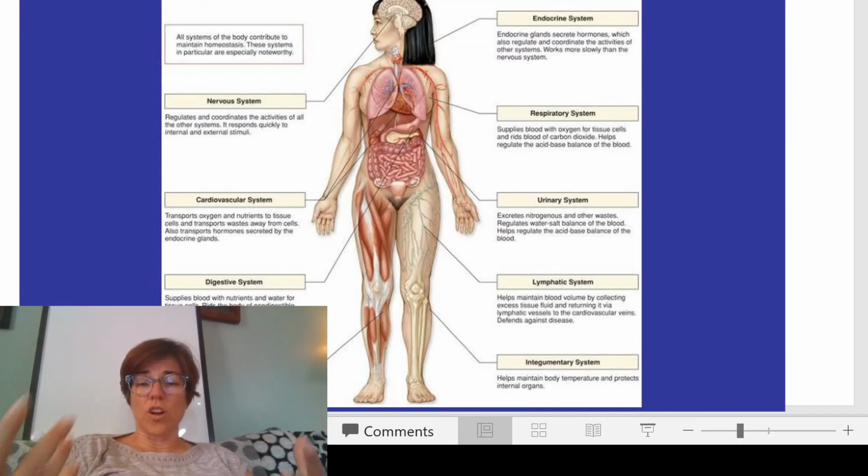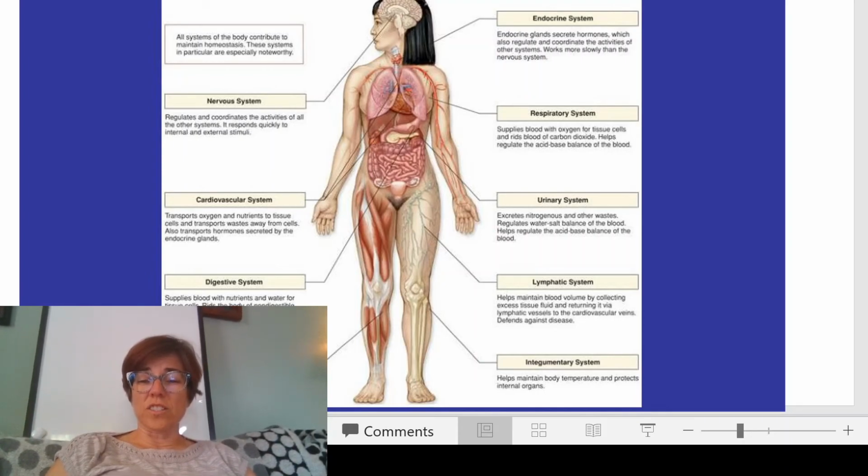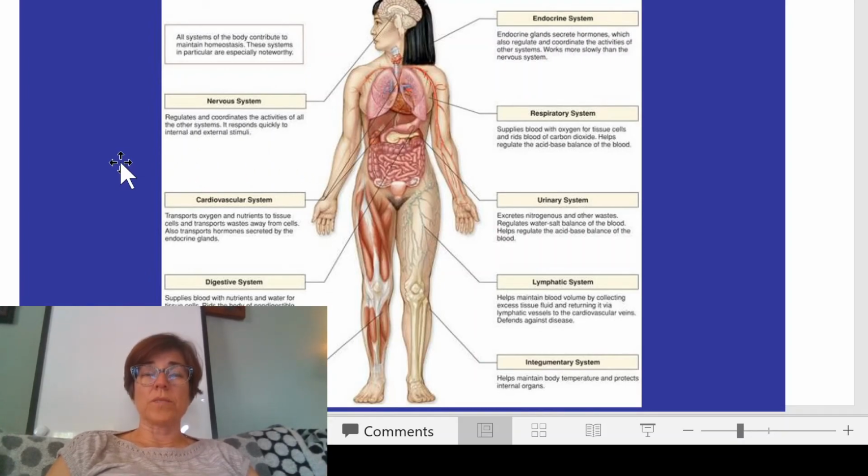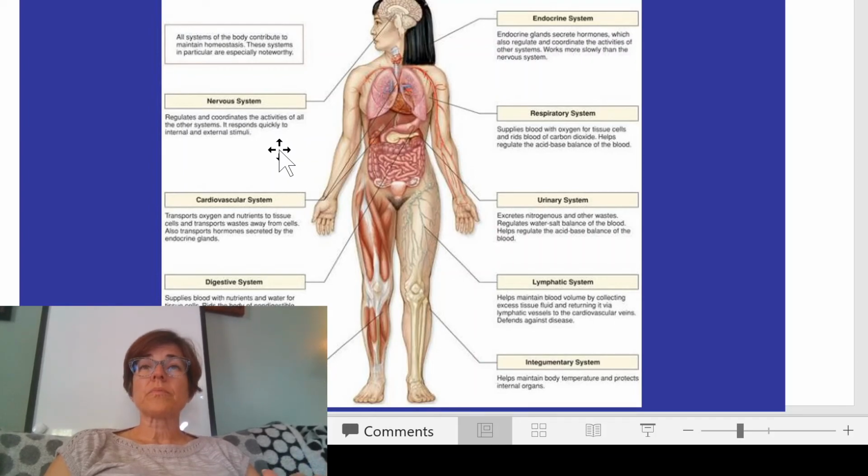Okay, so you're going to talk about the functions of that system and how it keeps the body in its normal states. This PowerPoint slide is a good, very general description. It did leave off the reproductive system and the skeletal system. You will do those on your assignment.